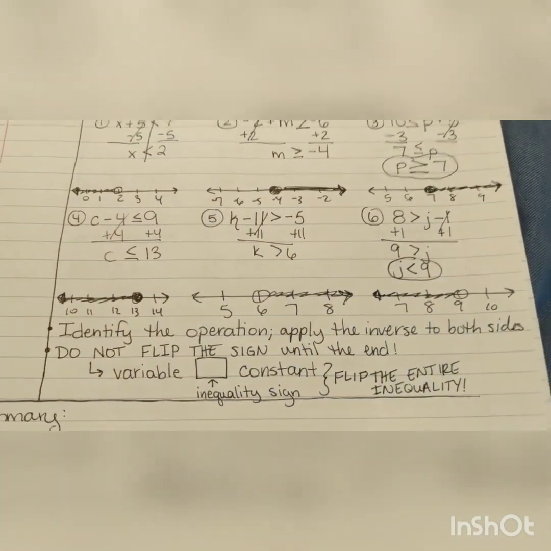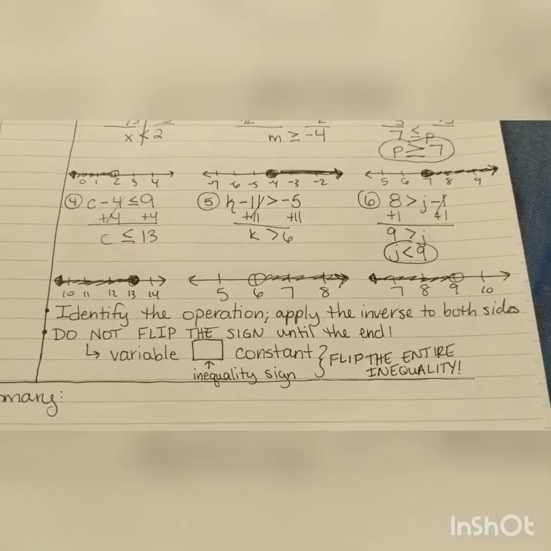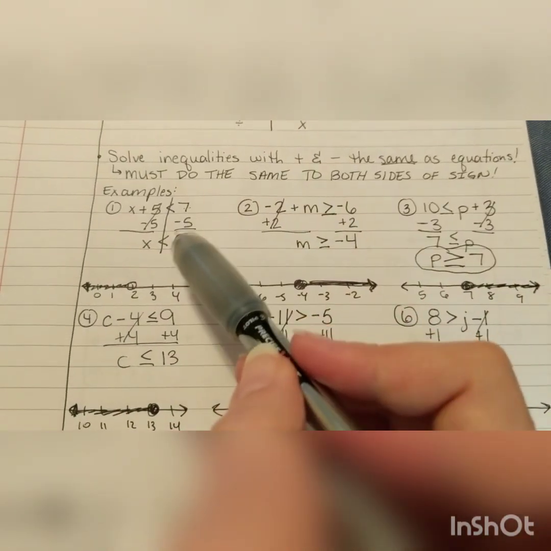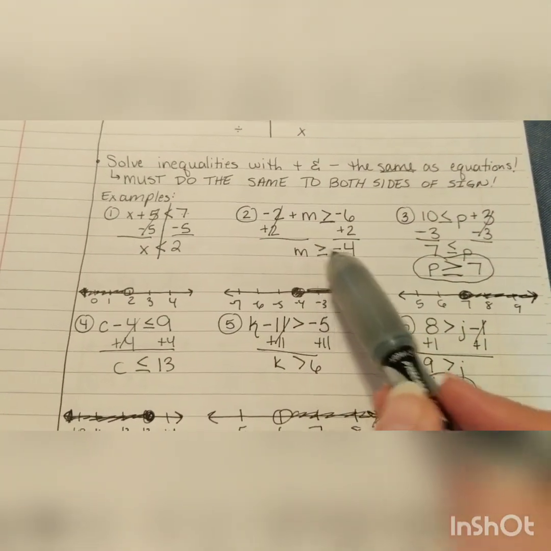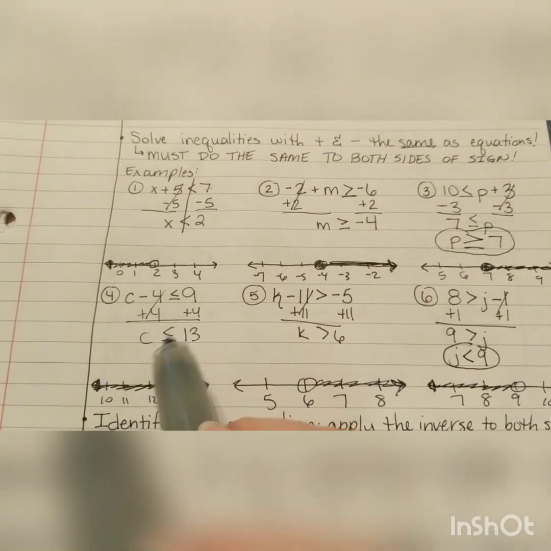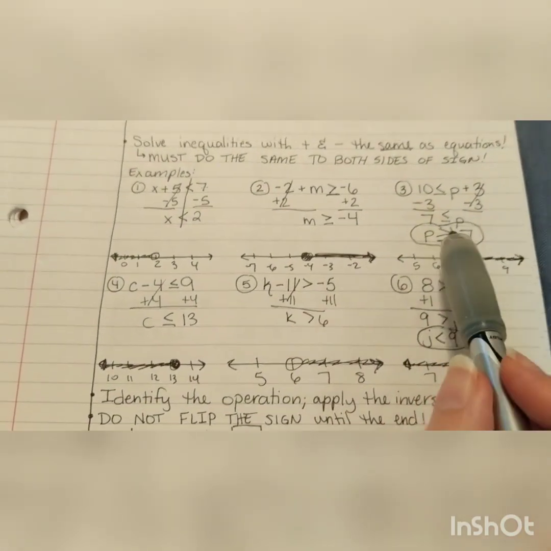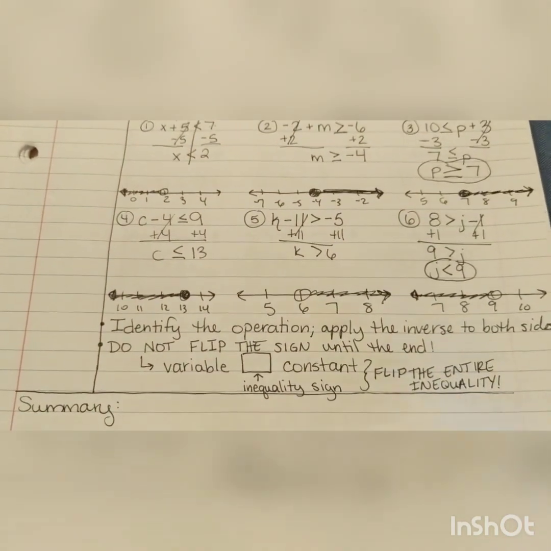So remember, identify the operation, apply the inverse to both sides, and do not flip the sign until the end. Notice all of these. My less than sign stayed less than. That sign was greater than or equal to, and remained greater than or equal to. So on and so forth. Less than or equal to, less than or equal to, greater than, greater than. The only ones I switched were the ones that had the variable on the right when I want that on the left.